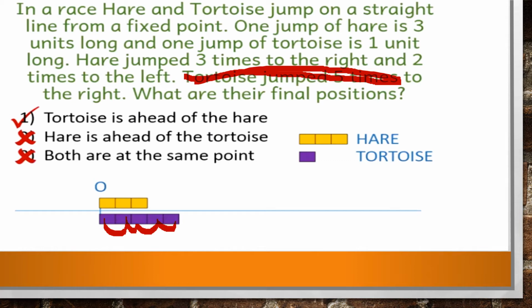Now this is a very tricky question. So it is a very lengthy question. So don't worry. You have to go in small statements. You have to read the small statement and understand that. Okay, the way I have explained how the hare is jumping and how it is going back, you all can do that also and get the answer.